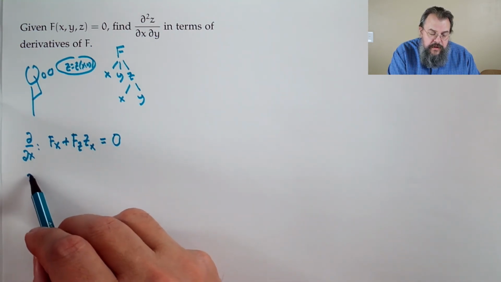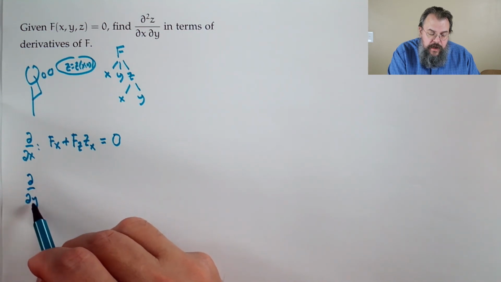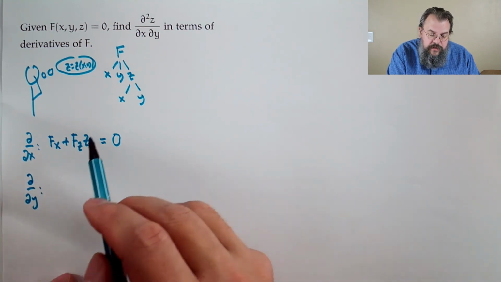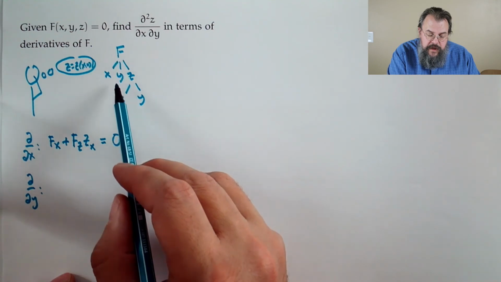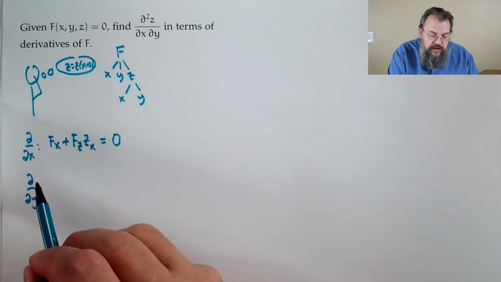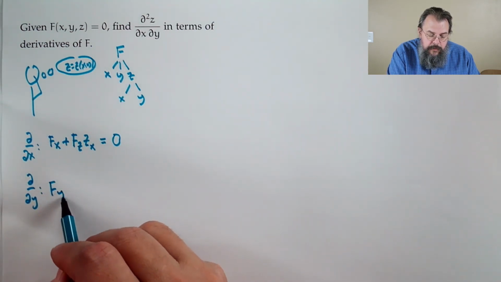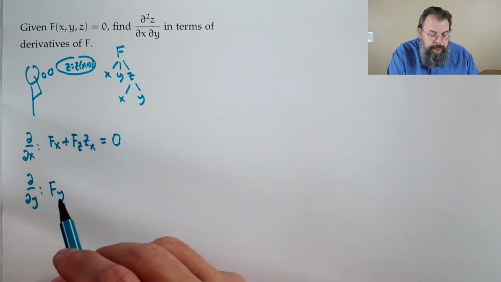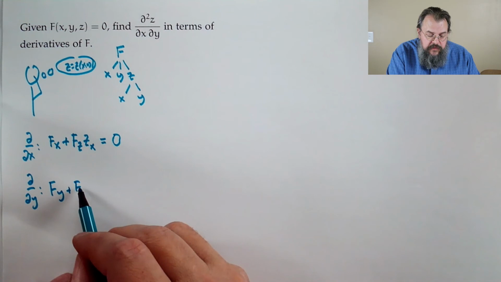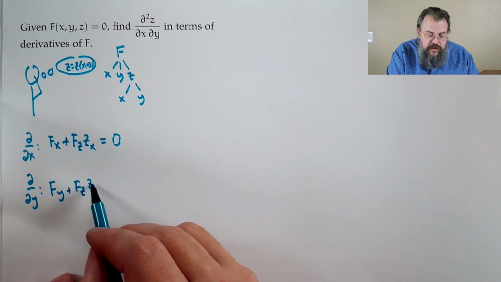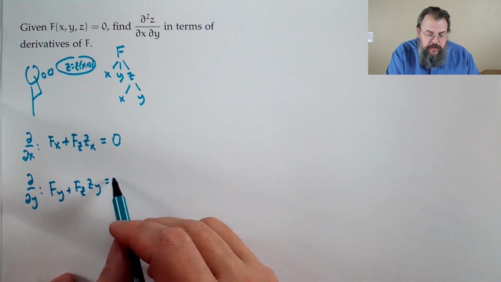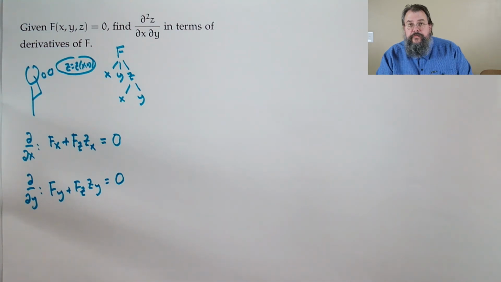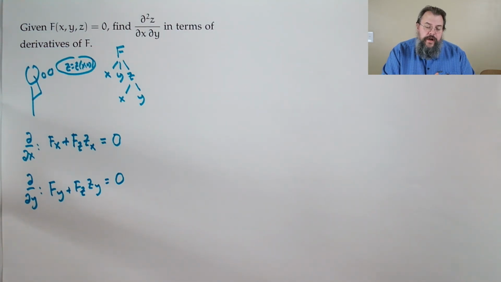All right. Partial y, what is that? Well, similar thing. Y shows up in two places. So straight down, f sub y, and then f z, z y. So plus f z, z y equals 0. Now, we're ready for our next round of derivatives.